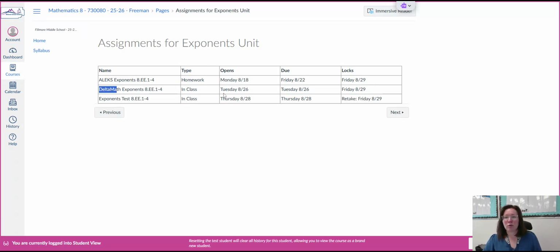Delta Math assignment, we're going to do that in class. The test, we're going to do that in class. That shows you the day of the test and when we do our retake.